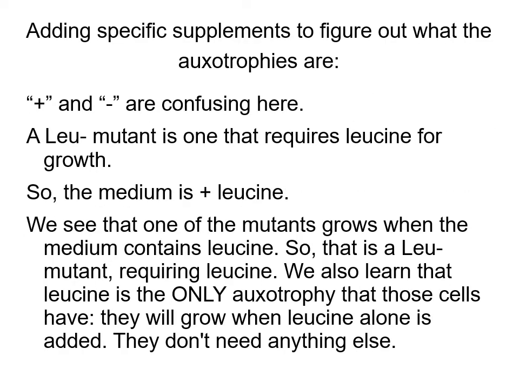Right, so the plus and minus can be a little confusing here. A Leu minus mutant, rather, is one that requires leucine. So the medium is plus leucine, right? The one that's Leu minus requires leucine and only leucine. We're going to have some examples where we have to figure out some slightly more subtle ways of figuring these things out.